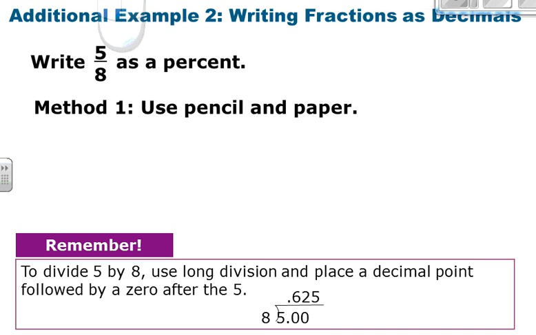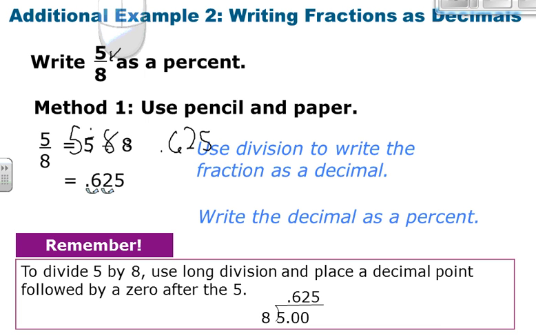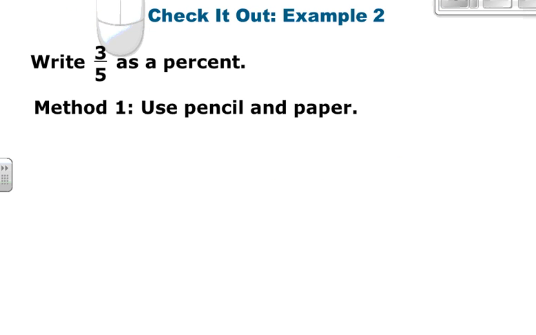Now write 5/8 as a percent. Use pencil and paper. This is basically us turning this into a division problem. 5/8, remember, just means divide, so 5 divided by 8 will get me 0.625. And from there we just start moving our decimal places over. We move it over 2 times and we get 62.5% as our answer. So we change it to a decimal and then we simply move our decimal places over.